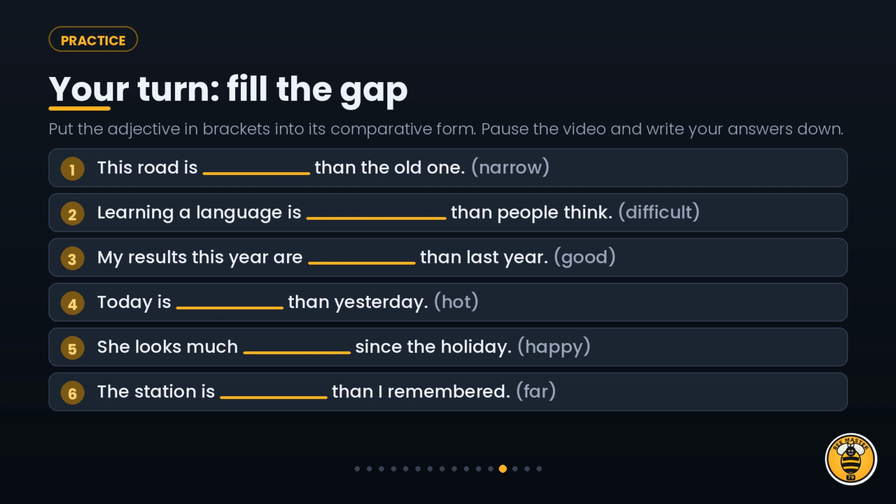Number 1. This road is blank than the old one. Narrow. Number 2. Learning a language is blank than people think. Difficult. Number 3. My results this year are blank than last year. Good. Number 4. Today is blank than yesterday. Hot. Number 5. She looks much blank since the holiday. Happy. Number 6. The station is blank than I remembered. Far. Take your time. The answers are on the next slide.